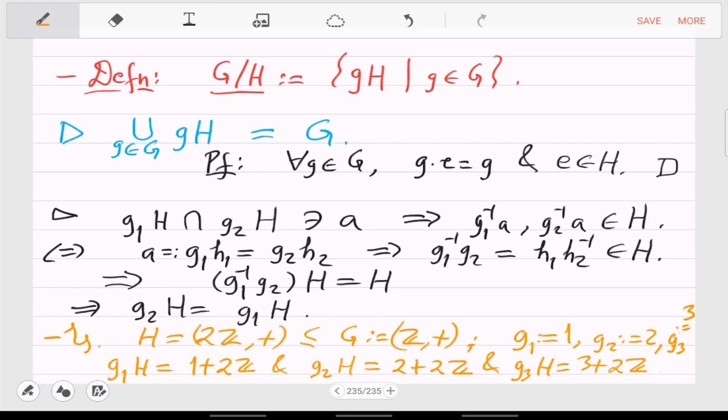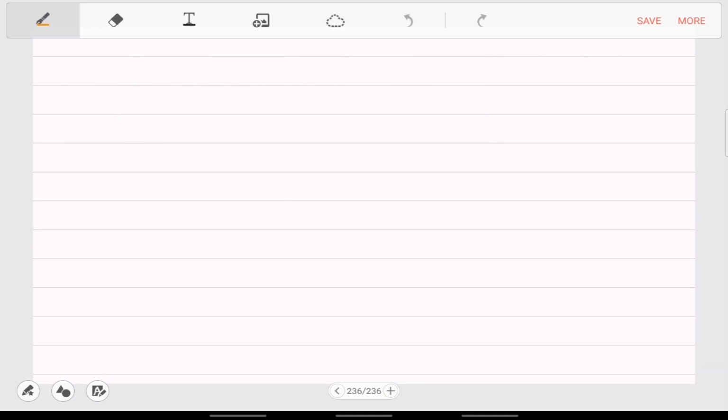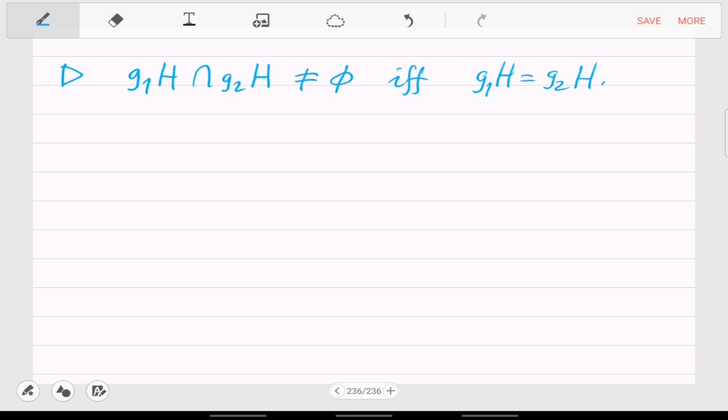But since it happens at such an abstract level, it's very easy to get confused. What we are doing above is a pretty abstract algebra calculation, and what that gives you is that G1H intersection G2H is non-empty if and only if they are the same. That's what we have learned.